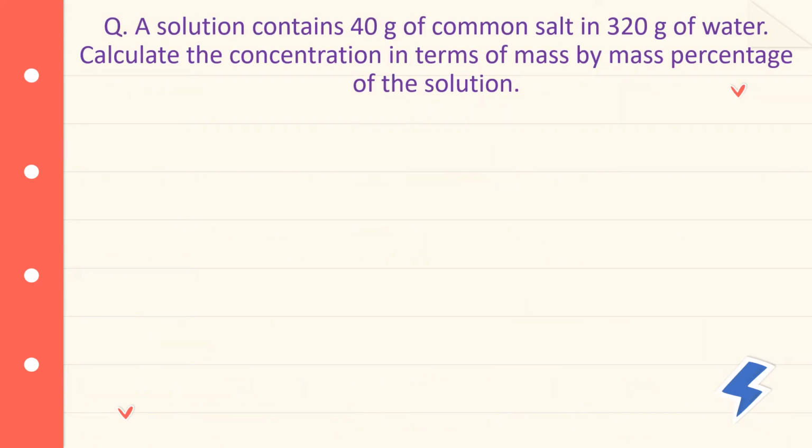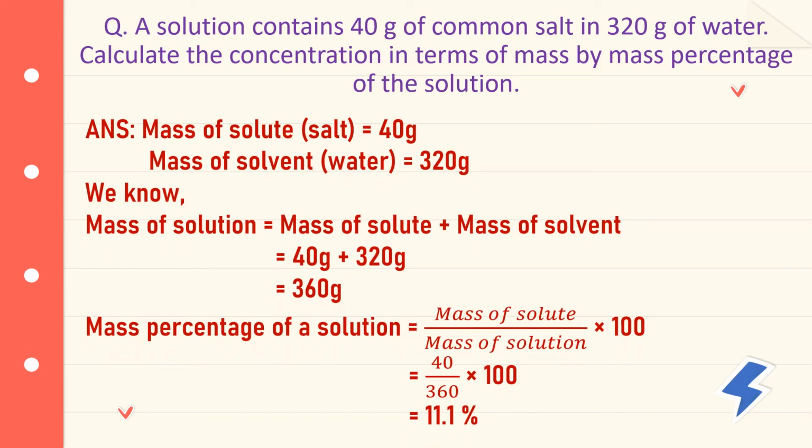The question is like this: a solution contains 40 gram of common salt in 320 grams of water. You have to calculate the concentration in terms of mass by mass percentage of the solution. So what has been given to us? 40 gram of common salt and 320 gram of water, meaning mass of solute and mass of solvent are given. For calculating the mass of solution, we know that we have to add the mass of solute plus solvent. So we get 40 gram plus 320 grams, which equals 360 grams. So we have got the mass of solution.